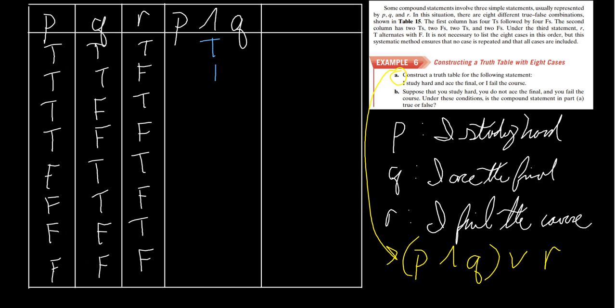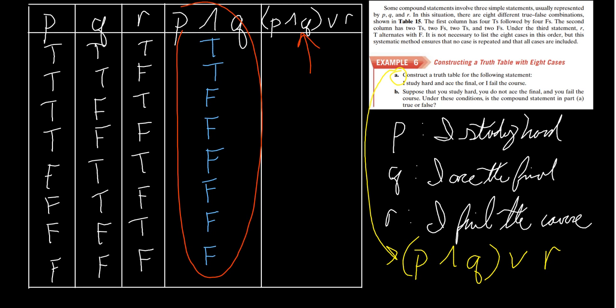True, true, and then the rest are false because, well, that's the and connective we talked about a moment ago. And then lastly, we can figure out what the actual entire statement is, right? The entire statement was P and Q or R. So now I'm going to be looking at this column for the P and Q, and then we have or R, which is this column.